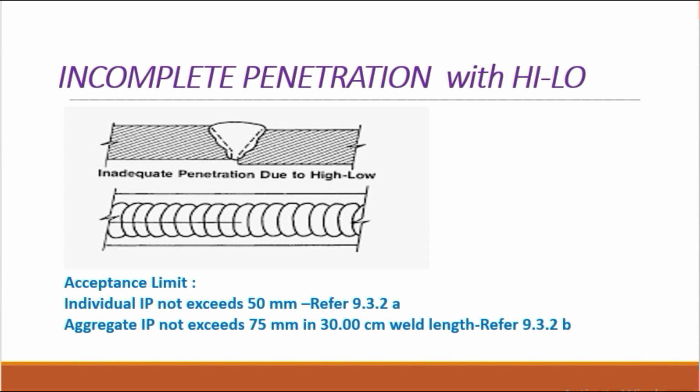Refer 9.3.2a. If you go to 9.3.2 in API 1104, it is mentioned that individual IP should not exceed 50 mm. And aggregate IP should not exceed 75 mm in 300 mm of length, per 9.3.2b. So why do we mention the clause number? It is very easy to check. If you go somewhere in API 1104 for 9.3.2a, what is the individual IP? It mentions 50 mm.